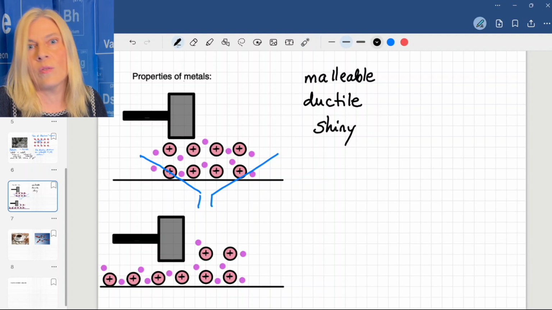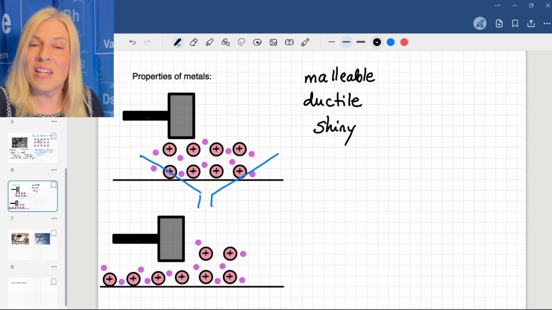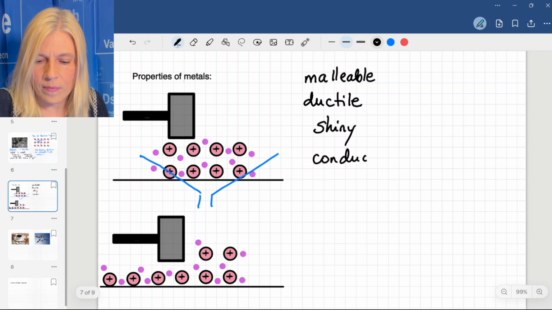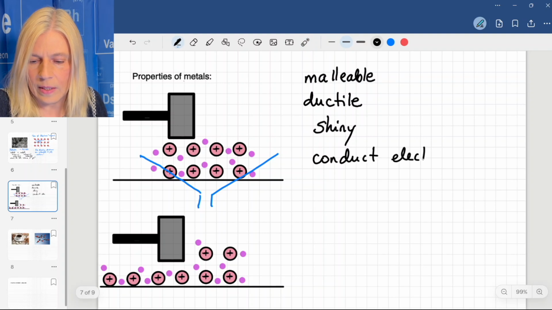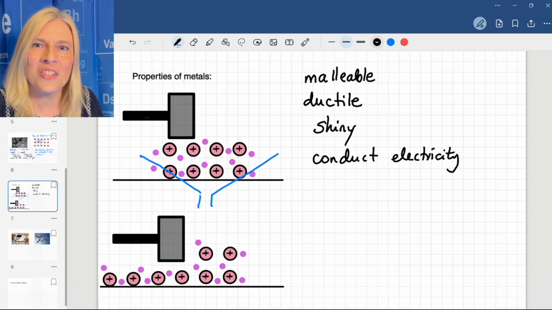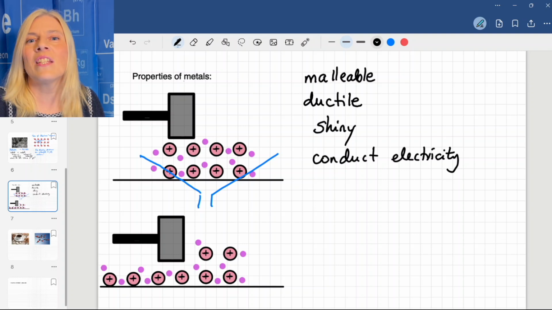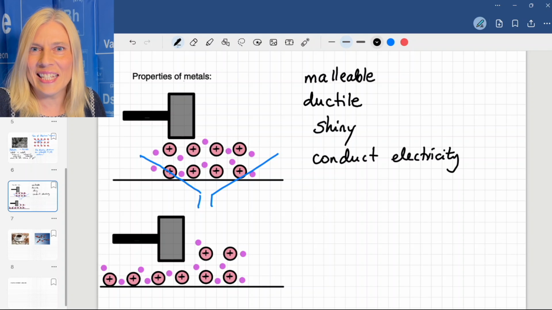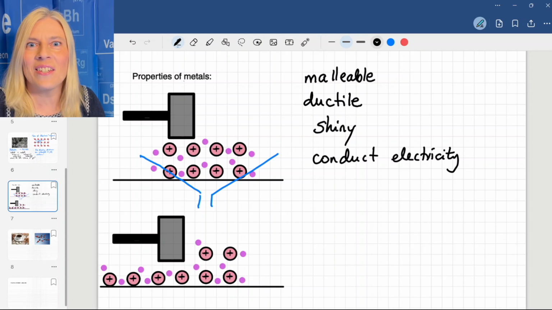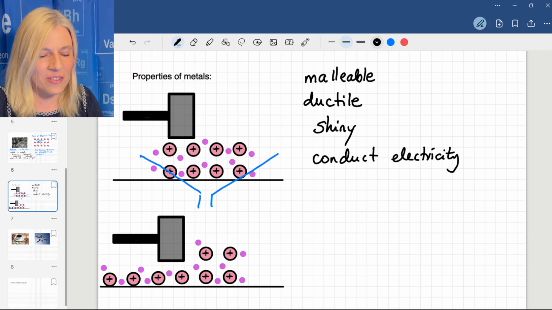What else can metals do, which we use a lot? They conduct electricity, because you have movement and charge. Electrons have charge and they are free to move. So metals are great at conducting electricity. Isn't this interesting, how metals are different than ionic compounds, than crystals?